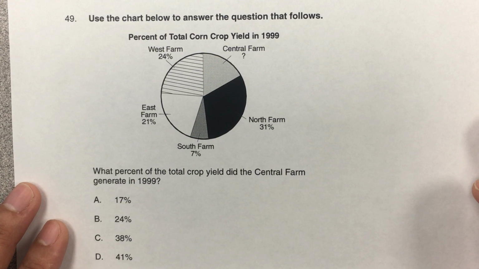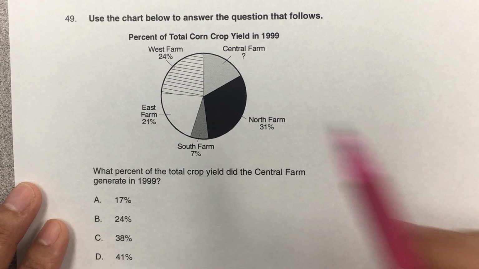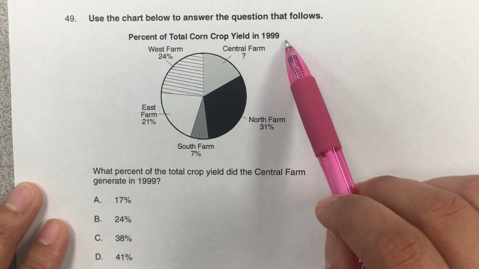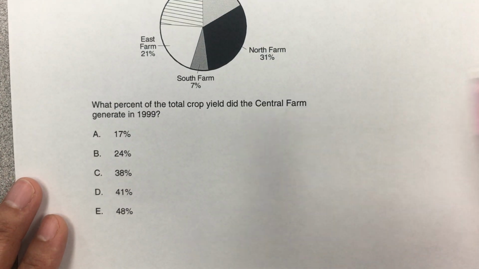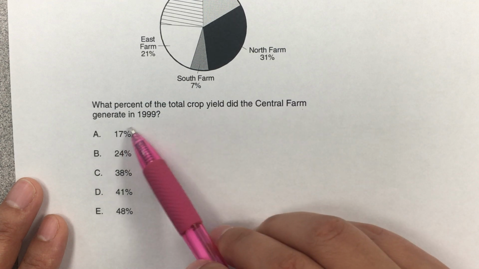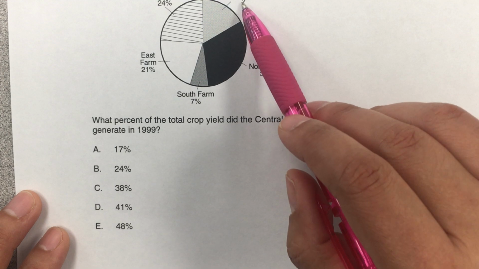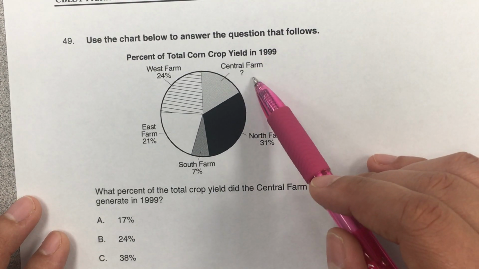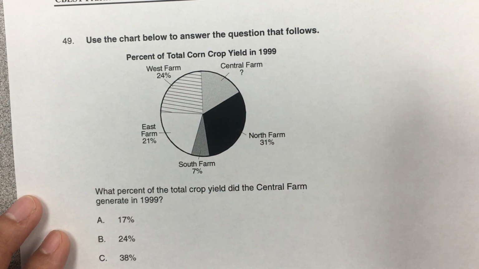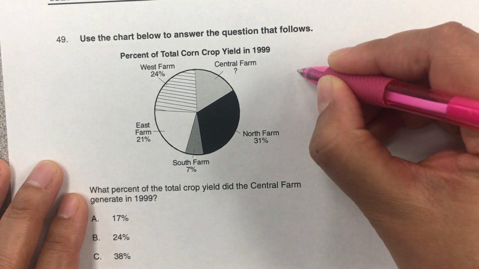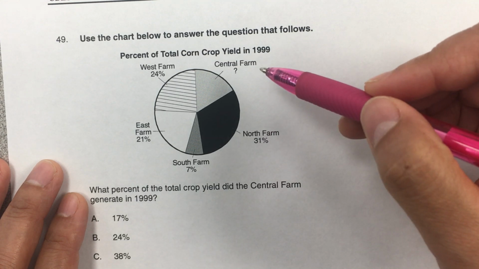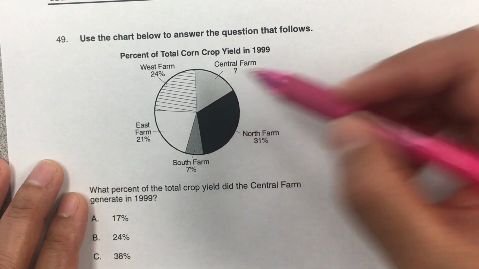Number 49. Use the chart below to answer the question that follows. So it says percent of total corn crop yield in 1999. Okay, before we analyze the chart, what percent of the total crop yield did the Central Farm generate in 1999? So Central Farm is right here. It has a question mark if you notice. So remember that when we're talking about percent, the total will always be 100%. So what we can do is add all the percents of the other farms and then subtract it from 100, and that will give you the Central Farms.